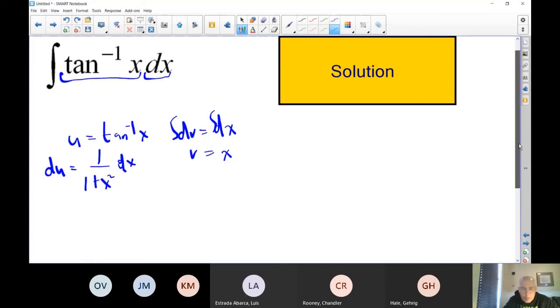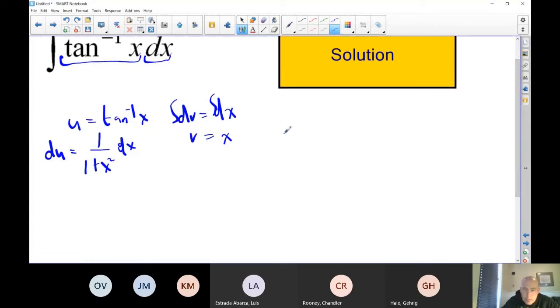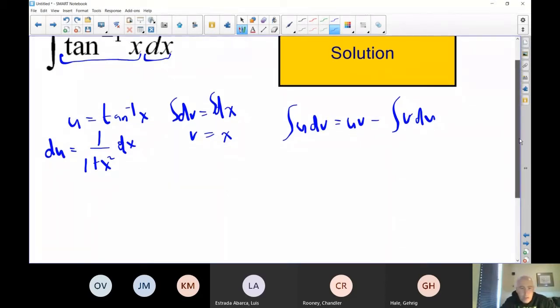Okay, let's go to our formula. So remember the formula. I'll write it out here again just to get it into our heads. So the integral of u dv, I've chosen u and dv over here and set it all up, is equal to uv minus the integral of v multiplied by du. Sorry, my v's and u's are starting to look the same here. Hard to write on this stylus.